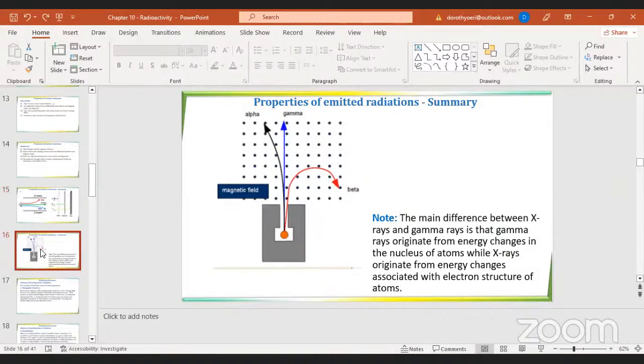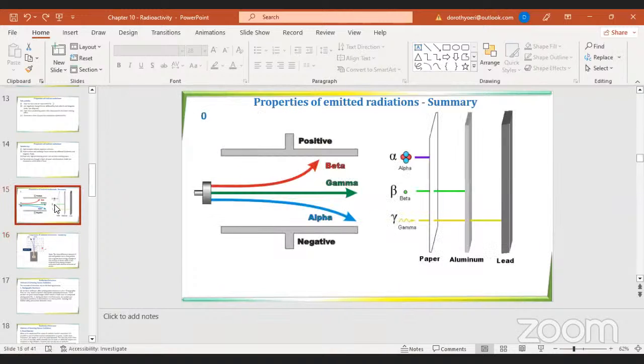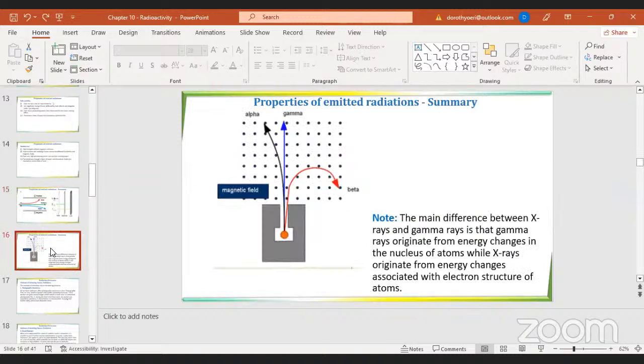Now there's another diagram there. In this one, the dots represent the magnetic field, so these particles are moving through a magnetic field. The other one, let me take you back: the positive and negative signs here represent an electric field, so those are particles in an electric field. Now this one represents the particles moving through a magnetic field, and you can see beta is highly deflected.